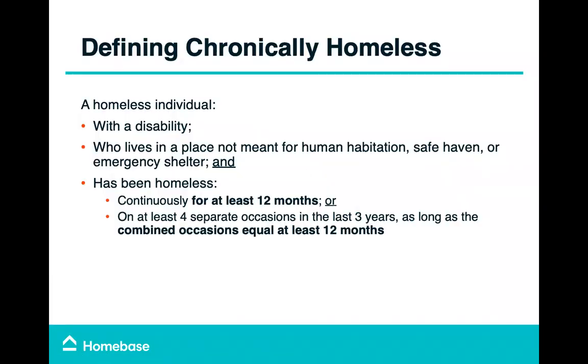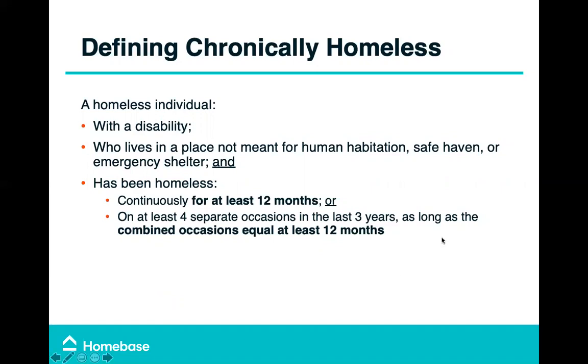Chronic homelessness is defined as a homeless individual with a disability who lives in a place not meant for human habitation, safe haven, or emergency shelter, and has been homeless continuously for at least 12 months or on at least 4 separate occasions in the last 3 years, as long as the combined occasions equal at least 12 months. The definition of chronically homeless can apply to individuals or families.